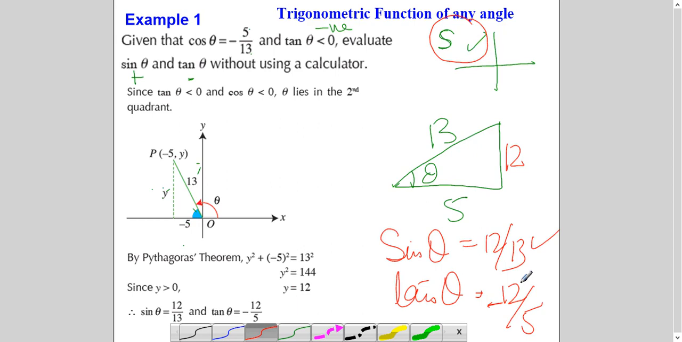So these are the two ways to do it. It's up to you, whichever way you find easy. If you want to draw a triangle in that particular quadrant, then put the sign accordingly and properly. Otherwise, you can do it like this.